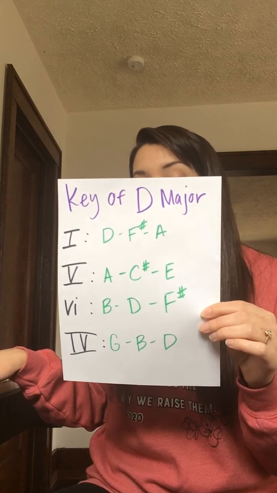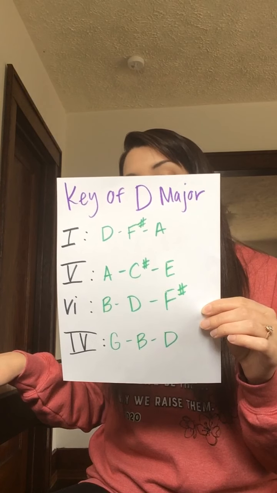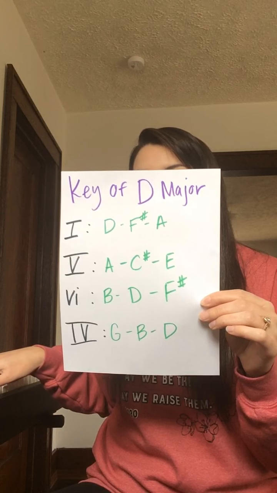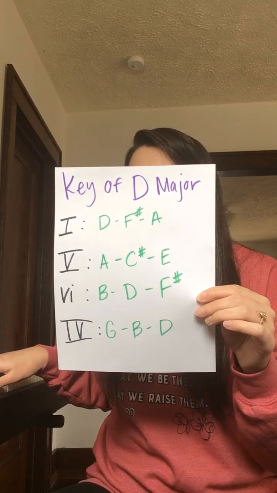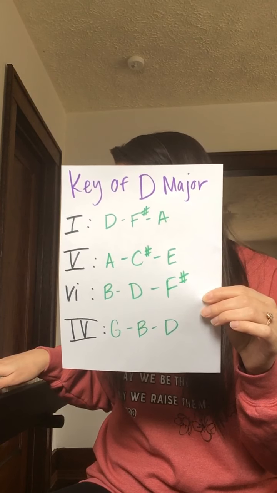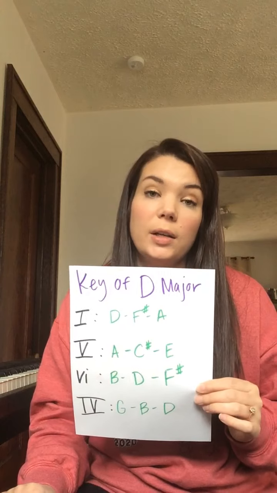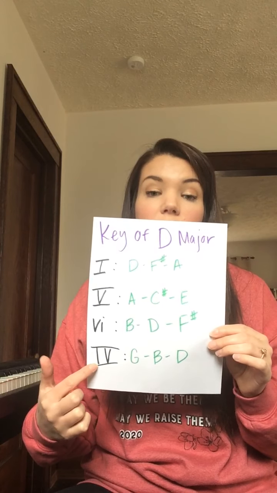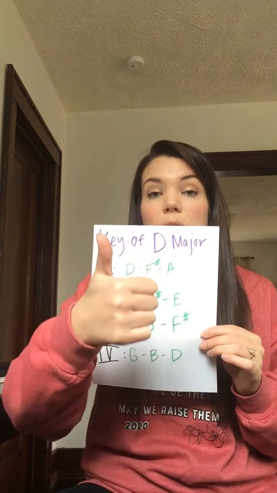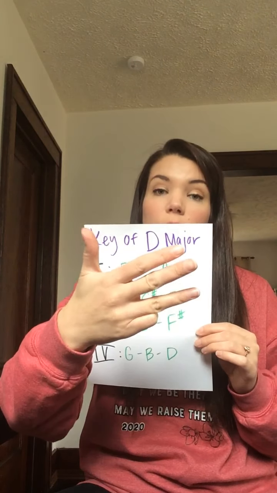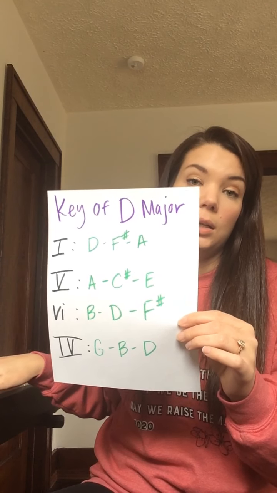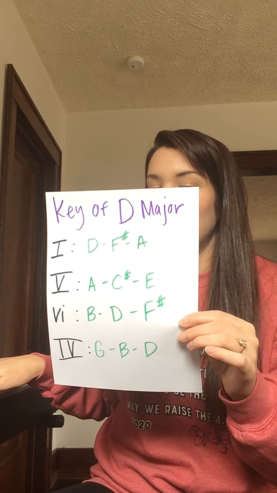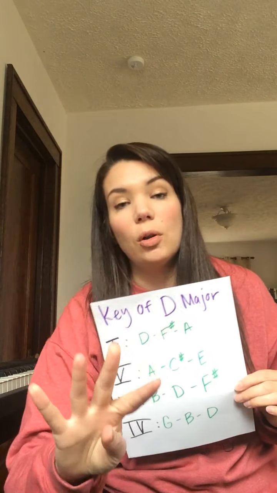So here's the 1 chord again, D, F sharp, A. Here's the 5 chord, A, C sharp, E. Here's the 6th chord, B, D, F sharp. And here's the 4 chord, okay? So again, I'm figuring out that G is the root of that chord because it is the 4th note in the scale. So D, E, F, G is the 4th note in the scale. So G, B, D. Okay? So those are the 4 chords that make up all of the pop tunes that you're going to hear in the first YouTube video.